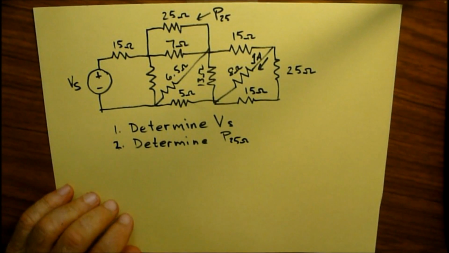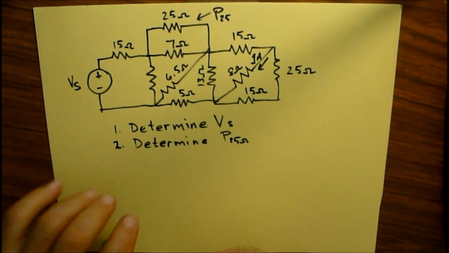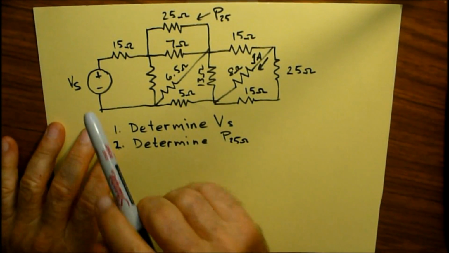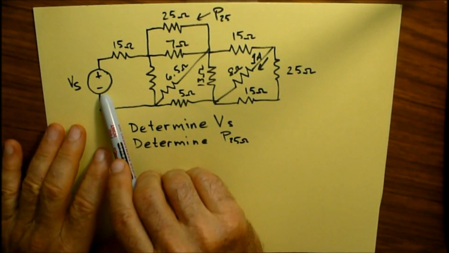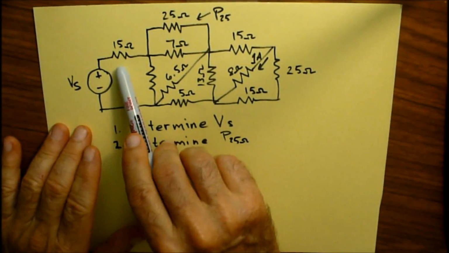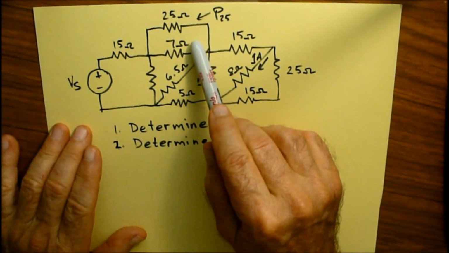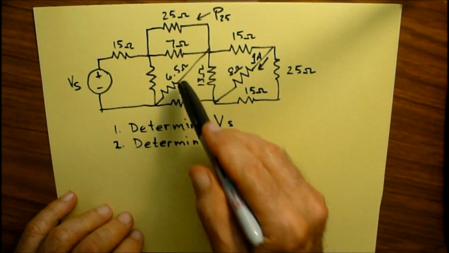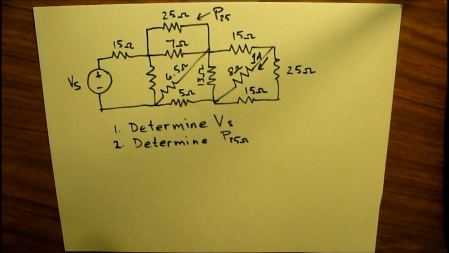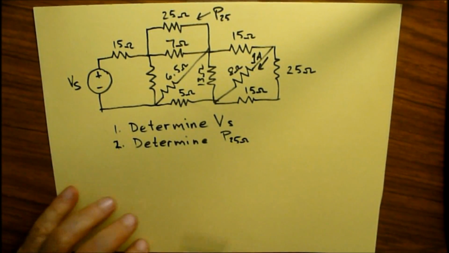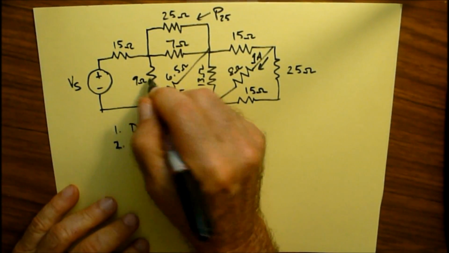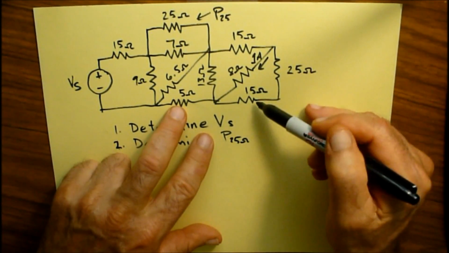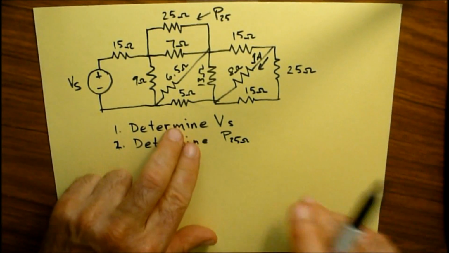On this problem, we have a circuit that's provided. It's a lot of resistors. Let's point out first off, I've got a power supply, a DC voltage, a DC power supply, 15 ohm, 25, 7 ohm, 6.5 ohm, a 9 ohm resistor, a 5 ohm, 13 ohm, 15, 8 ohm, 15, and 25 ohm in this circuit.